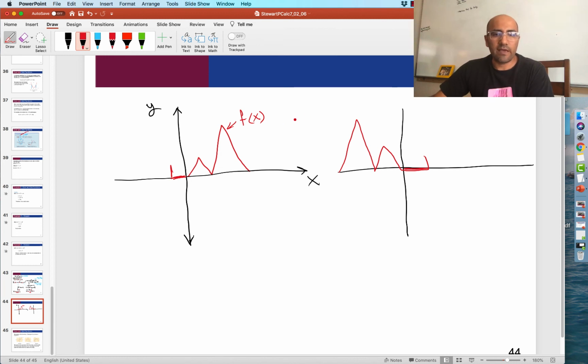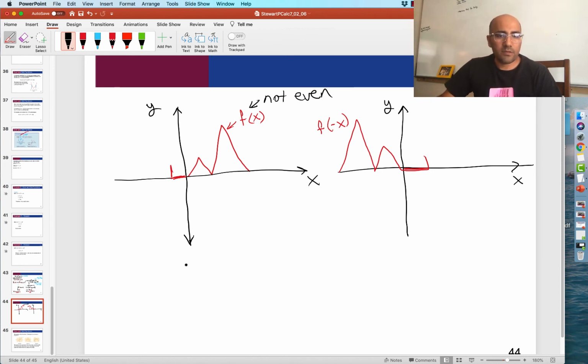So if this is f of x, then this one would be f of negative x, right? It's a reflection about the y-axis. Here's x. Anyway, I can tell they're different. I can tell that it's been rotated. So therefore, the other thing I can conclude is that this one is definitely not even.